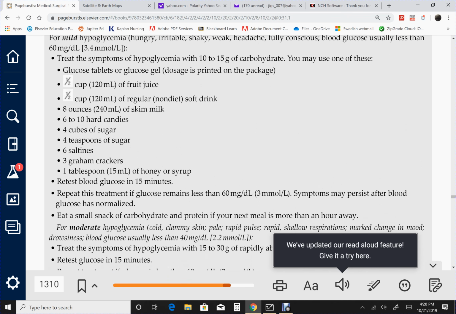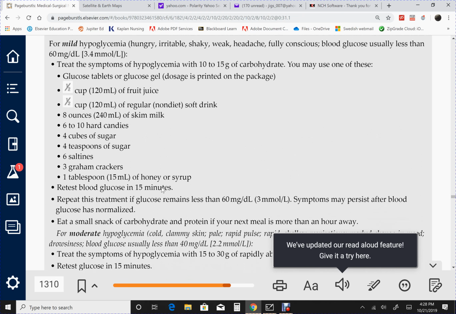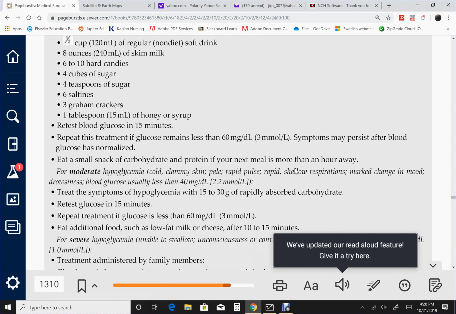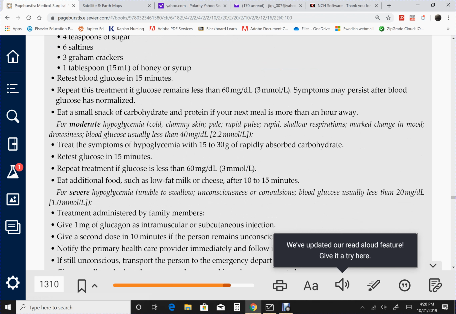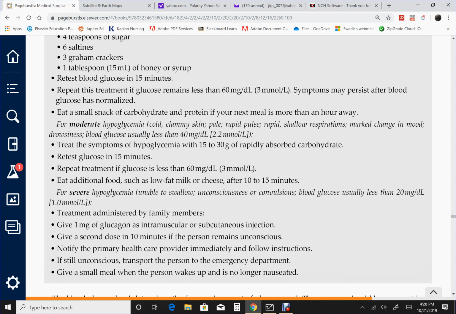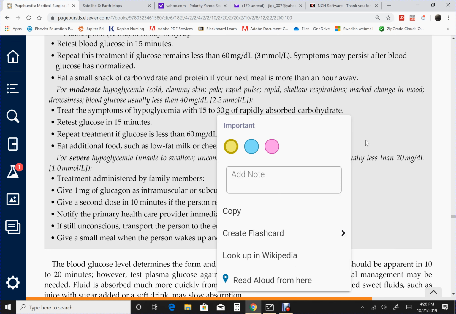And these are your choices. Okay, you don't give all of these. Each one of these is equivalent to 15 grams. Now for moderate, in mild, the patient's symptoms might be these. Okay, this is for mild, and then when you go moderate, these are now the patient's manifestations. The sugar level is now less than 40, in which case of course you give more than just 15 grams of sugar. So now you give up to 30 grams of sugar.